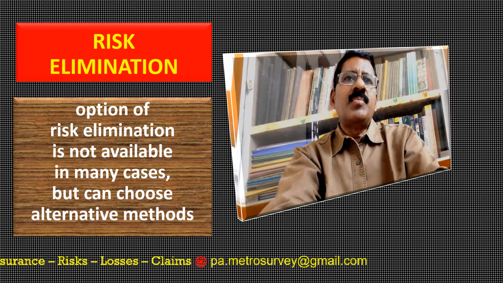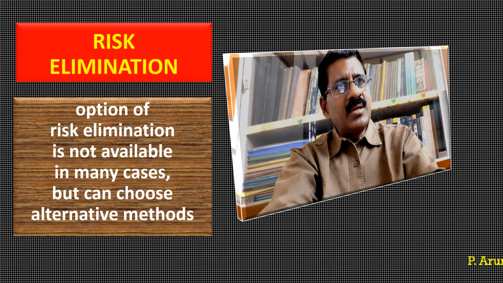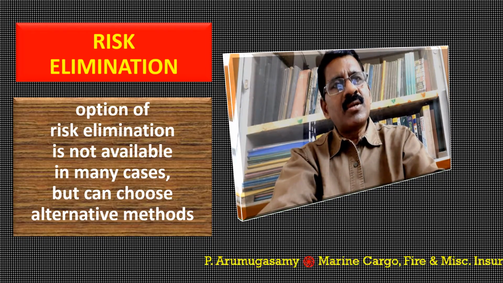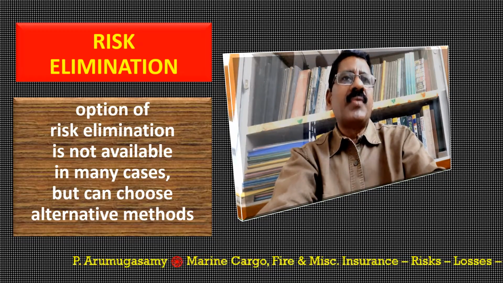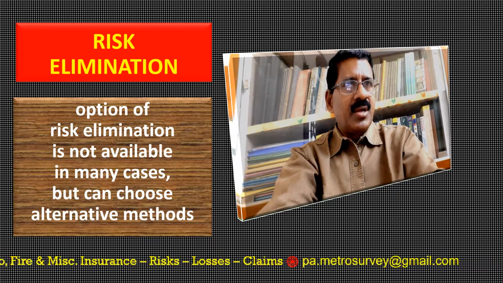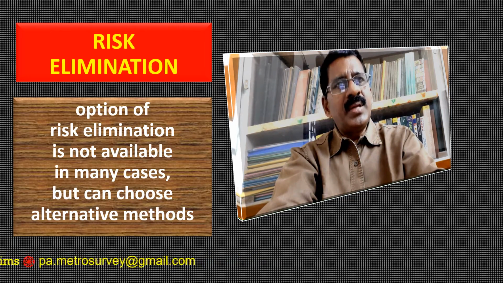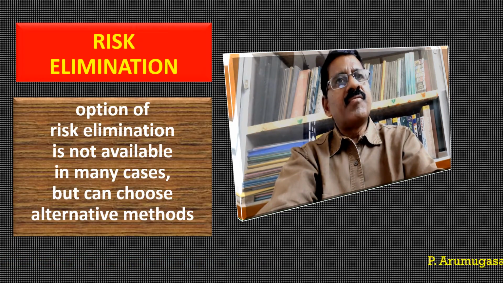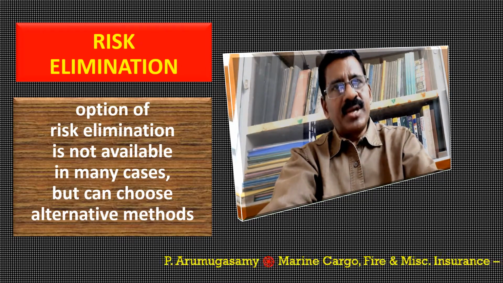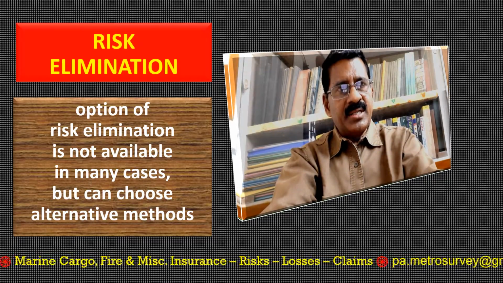But the option of risk elimination is not available in many cases. For example, a manufacturer cannot completely eliminate use of electricity to avoid risk of breakdown of machineries by voltage fluctuation. A householder cannot completely avoid cooking fearing fire but can opt for gas, kerosene, electricity or firewood, each one having the risk of fire in a different range.